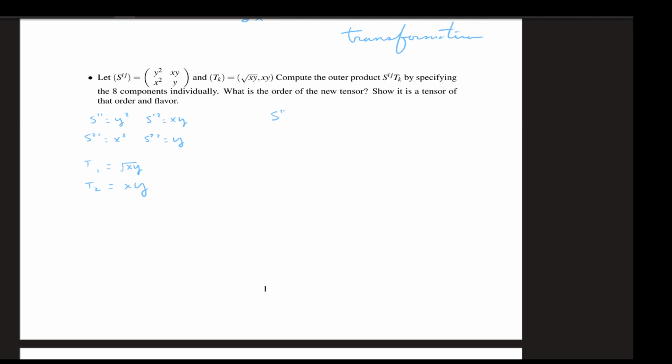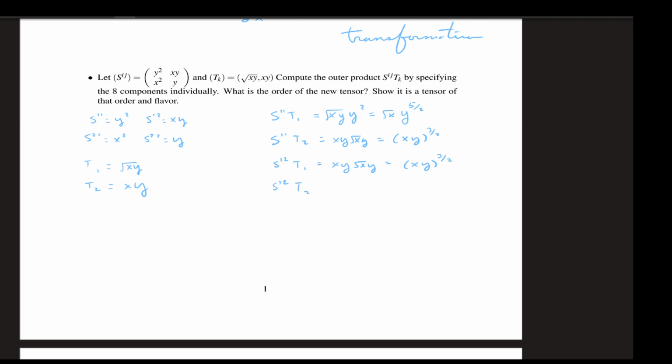So S11 T1: basically take the 1 component, multiply it by the 1 component, you get square root of xy, y squared. You could write that as square root of x times y to the 5 halves. S11 T2 would be xy times square root of xy, so xy to the 3 halves. And S12 T1 would be xy times square root of xy, which would be equal to xy to the 3 halves.